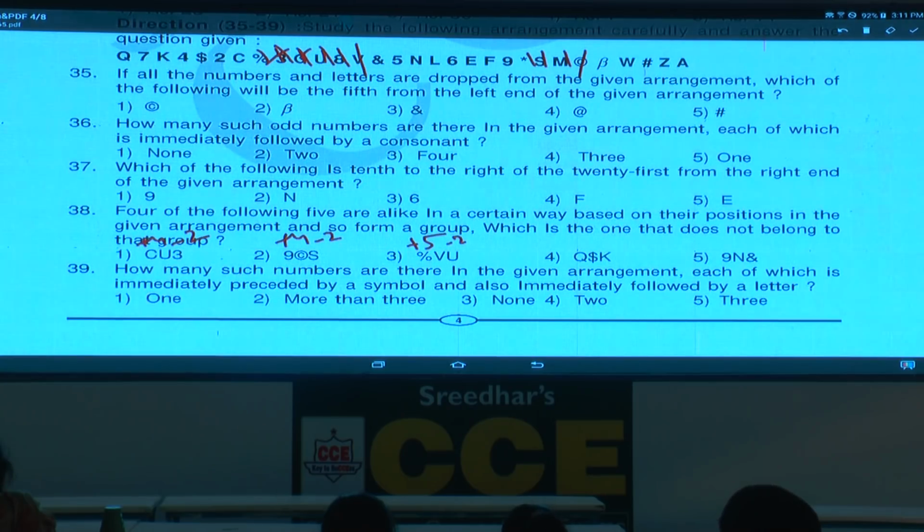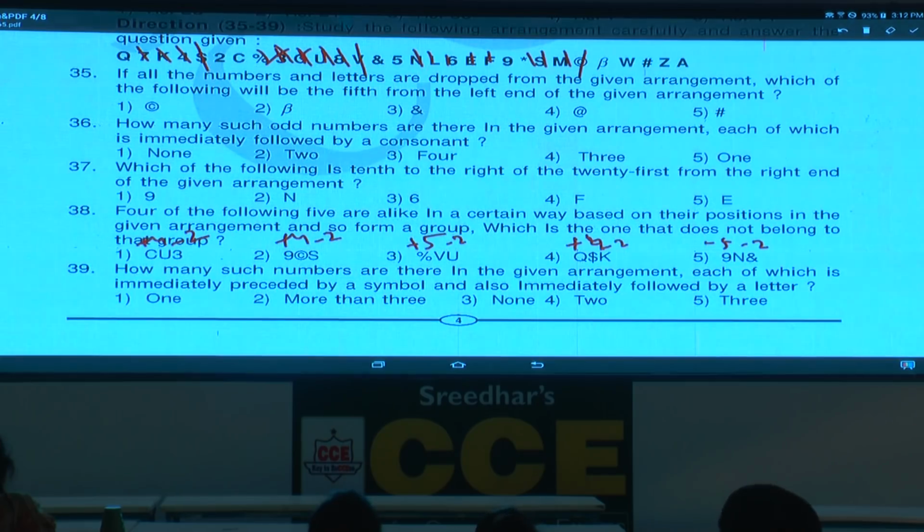And Q and dollar: 1, 2, 3, 4, plus 4, and the next one, dollar and K, it is minus 2, isn't it? Plus 4, minus 2, plus 4, minus 2, here it is plus 5, minus 2. 9 and N, between 9 and N, any element here? 9 and N: 1, 2, 3, 4, 5, minus 5. N and dollar, minus 2.